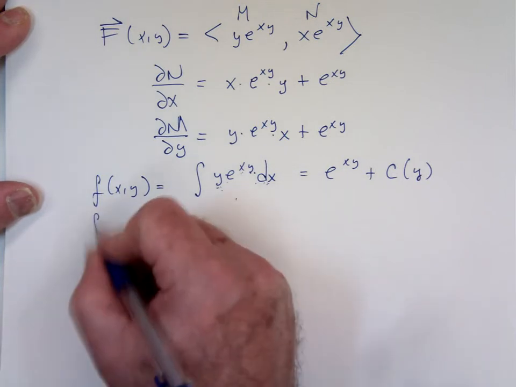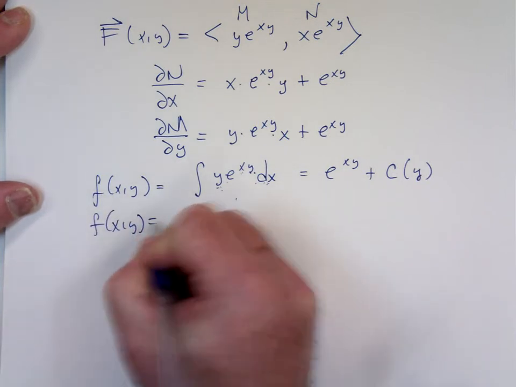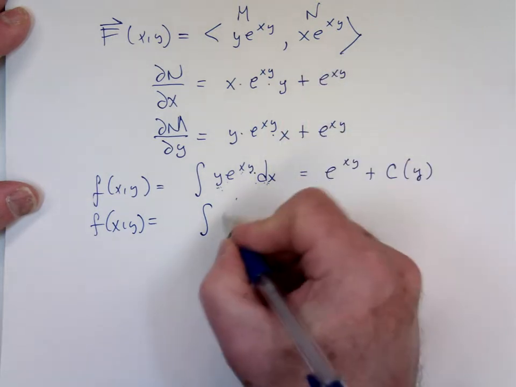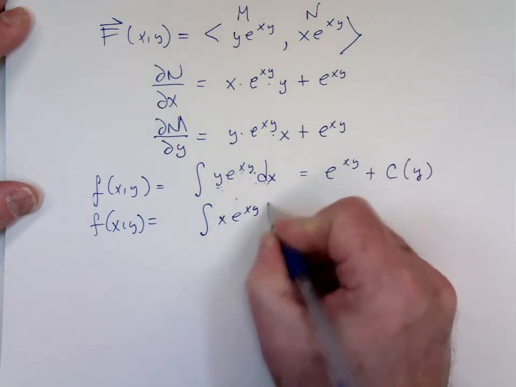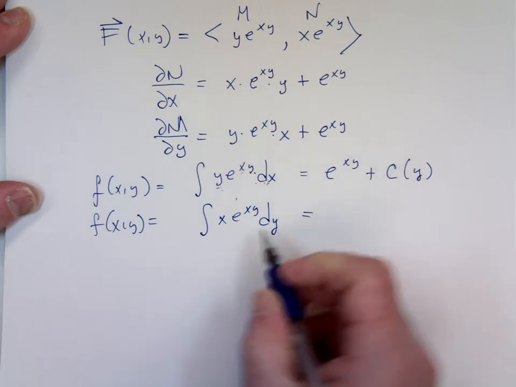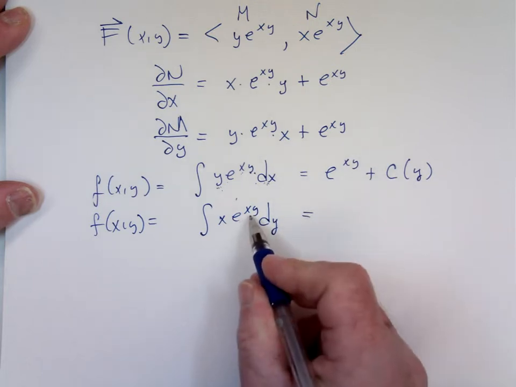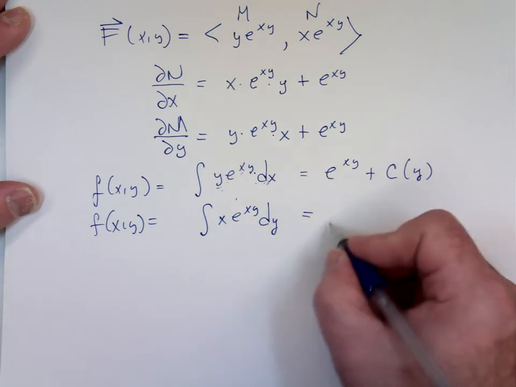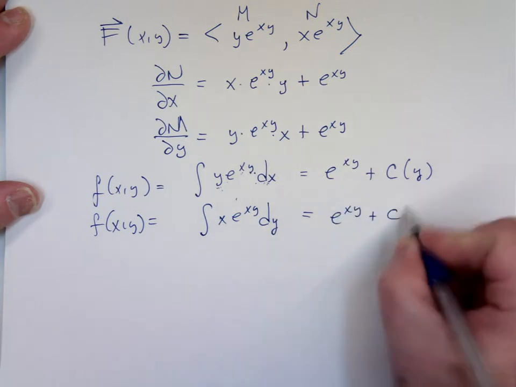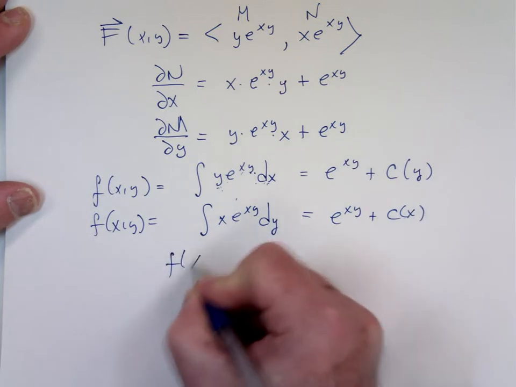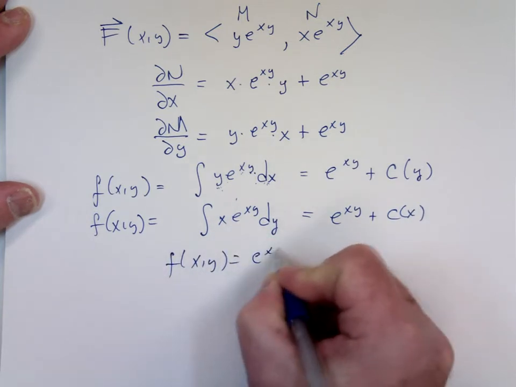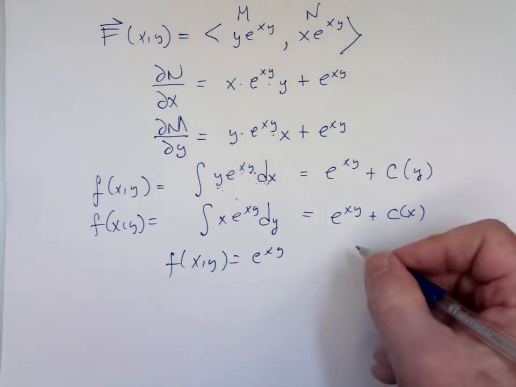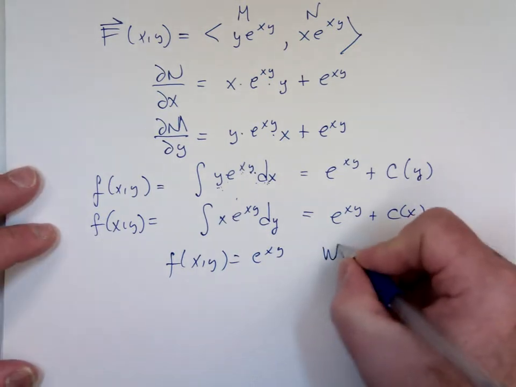Also, my potential is the integral of this one, x e to the xy, with respect to y. U is xy, the du is x dy. Well, I have it. This is e to the xy. Therefore, my potential function is e to the xy. The difference in potential will give us the work. Okay, so the work is my potential at the end.